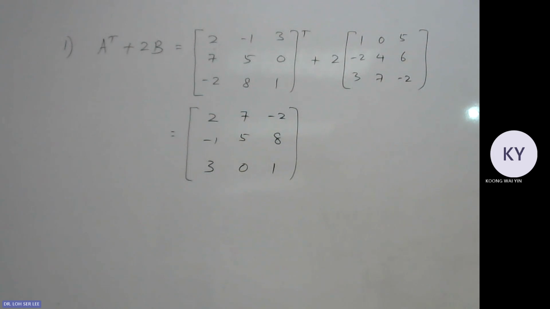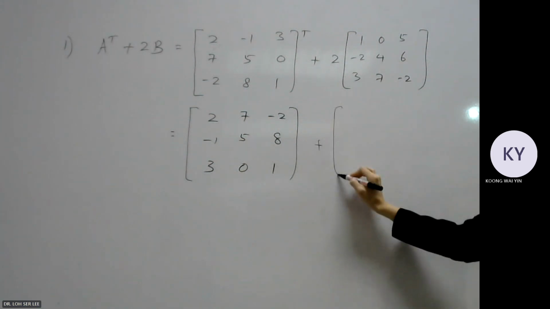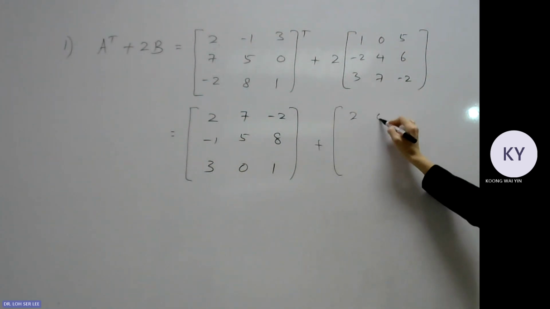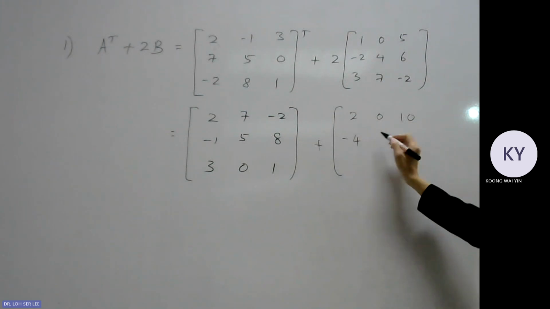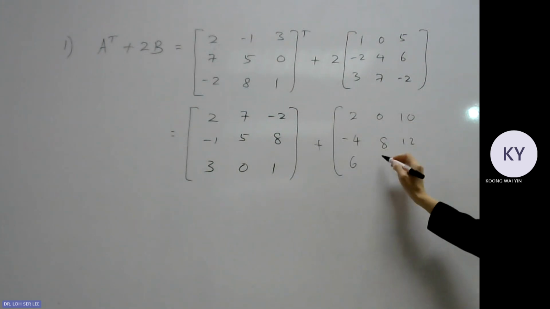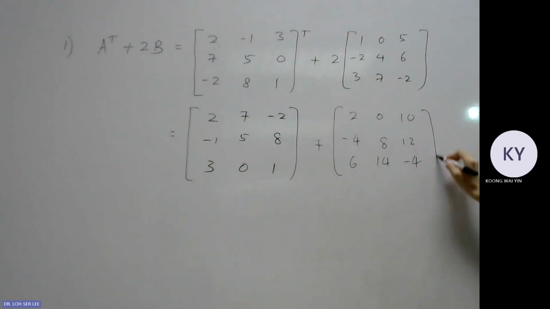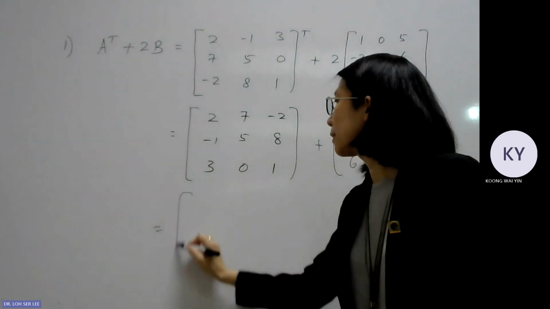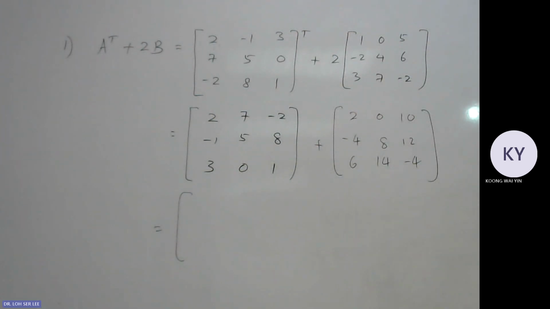Okay, then you multiply 2 into all the entries: 2, 0, 10, -4, 8, 12, 6, 14, and -4. Then you sum them up. Okay, you sum them up, then you should get this.